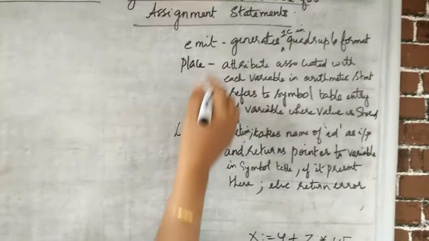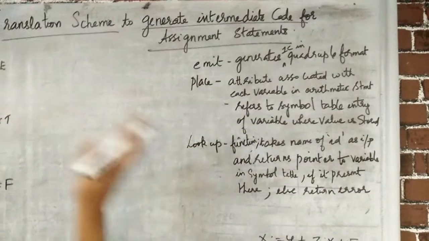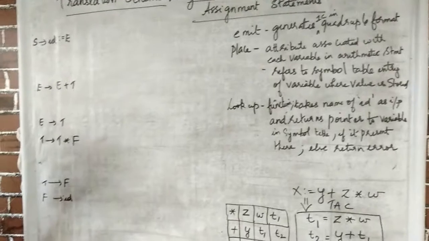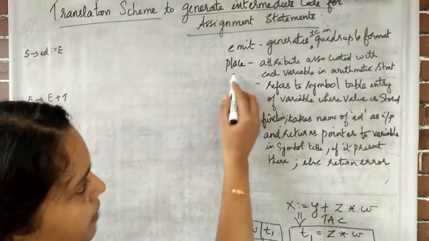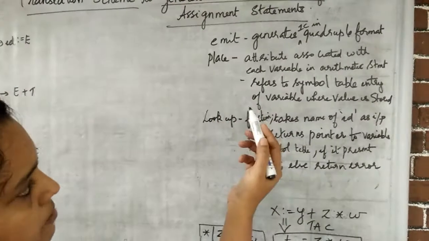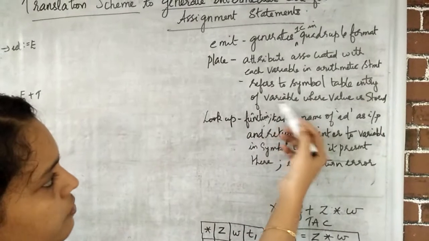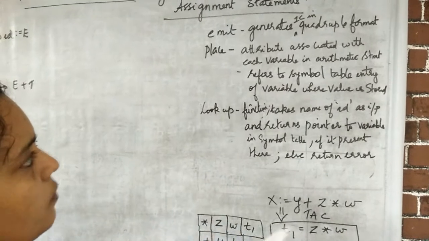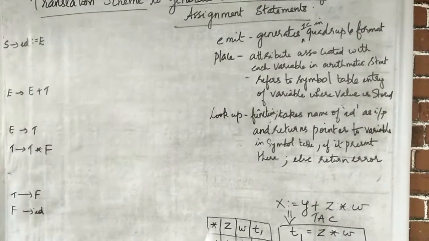So this place is also another type of attribute, and we'll associate this attribute with each and every variable in the assignment statement, in the production rules of the grammar. And e dot place actually refers to the entry in the symbol table where its value is stored. It refers to the symbol table entry of the variable where its value is stored. Okay, it is actually pointing to the value of that particular variable in the symbol table. So that is e dot place.